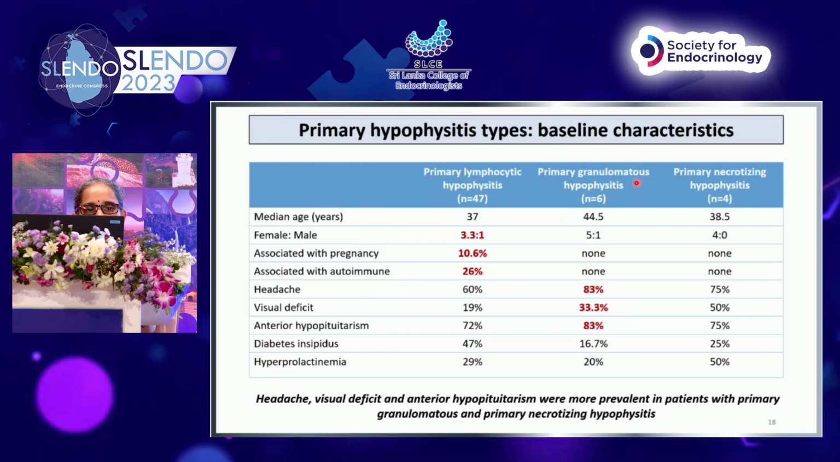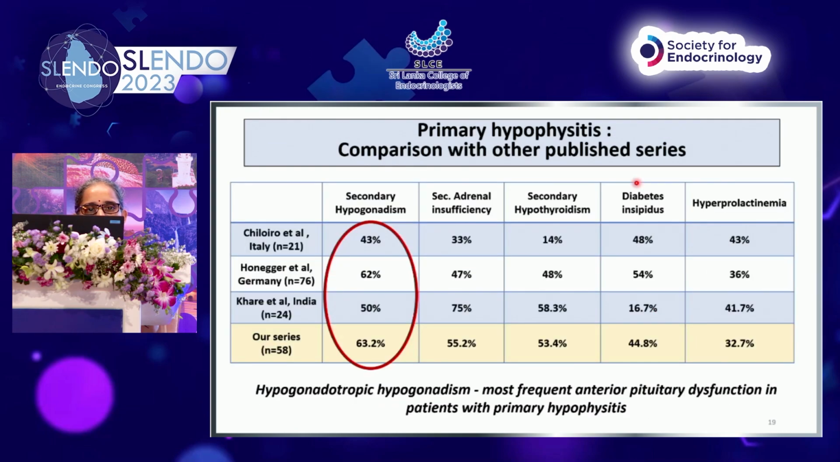Headache was the most common presenting feature in all the different types of primary hypophysitis. Visual defects and anterior hypopituitarism were more severe among those with primary granulomatous and primary necrotizing types of hypophysitis. With regard to the hormonal deficiencies, secondary hypogonadism was the most common hormonal deficiency in our series, similar to those reported in various other series, followed by secondary adrenal insufficiency and secondary hypothyroidism.